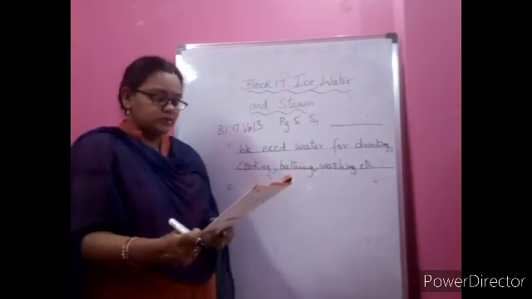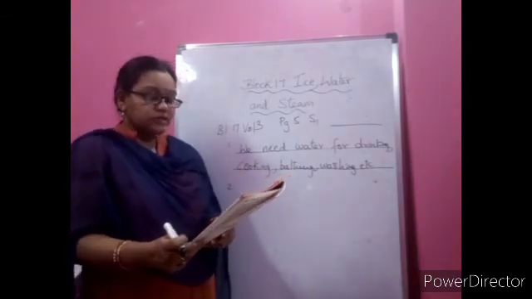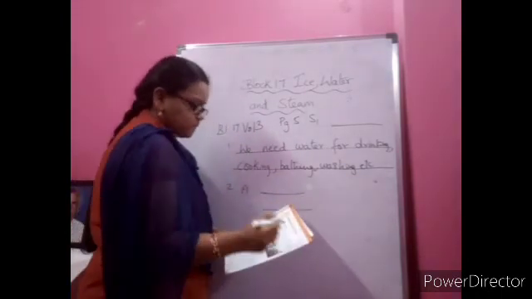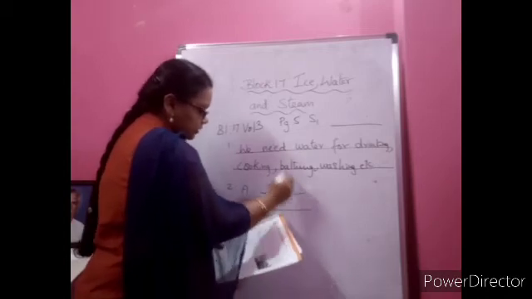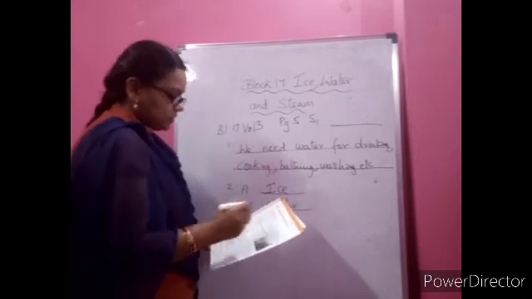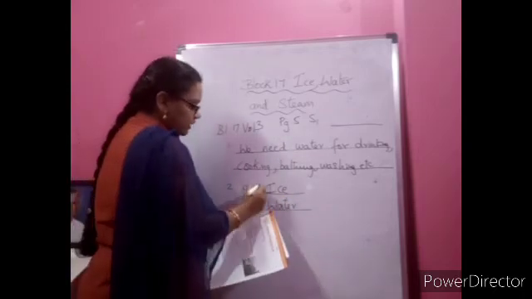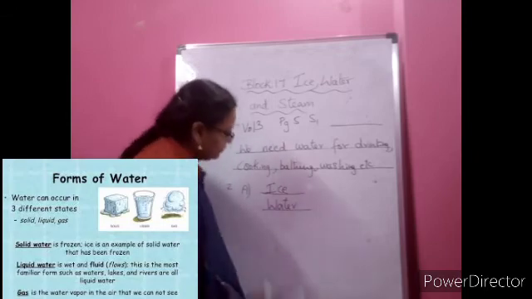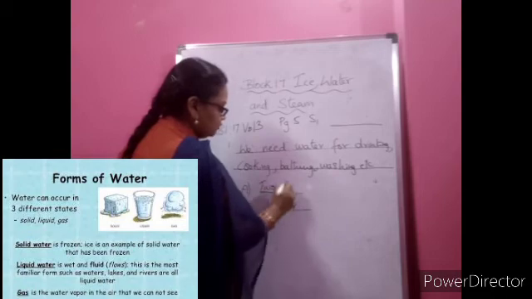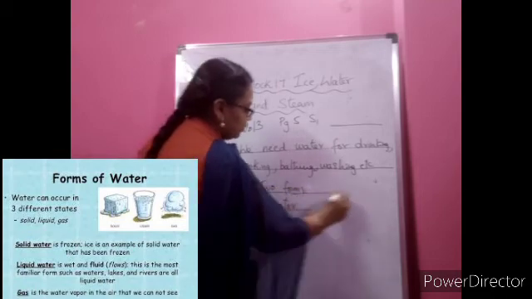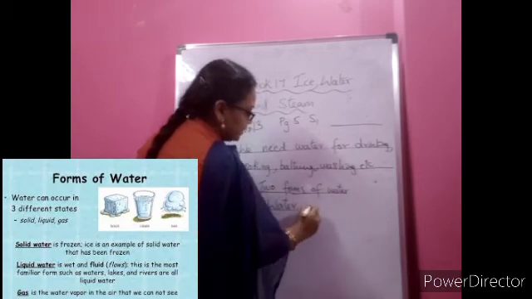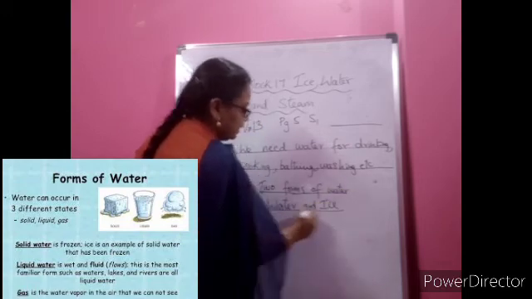Now you see, children, look at the picture. How many forms of water can you see here? Name them. So what are you able to see there? Are you able to see the ice, children? Yes. And are you able to see the water? Yeah. So we are able to see two forms. How many forms are there? So first you can write two forms, and you are able to see two forms of water. What are they? Water and ice.